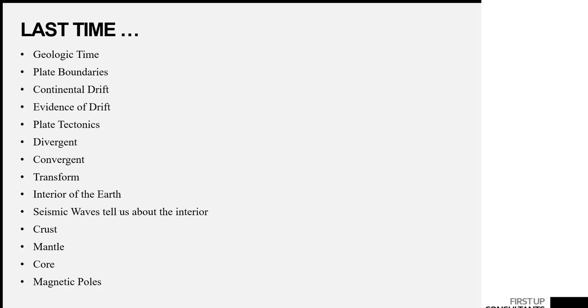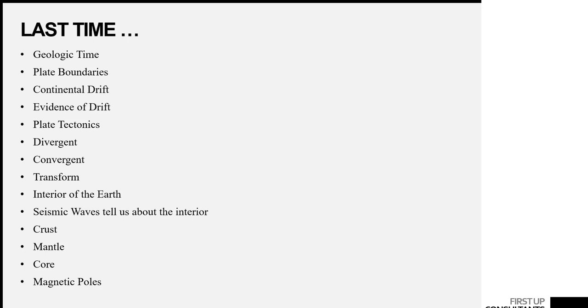So last time, if you're following these lectures in order, not playing catch up or jumping around, we talked about different plate boundaries, continental drift, plate tectonics, all of that. So for the test that's coming up, you should know divergent, convergent, transform plate boundaries, along with the other things, but definitely know the difference between those and what happens at each of those.